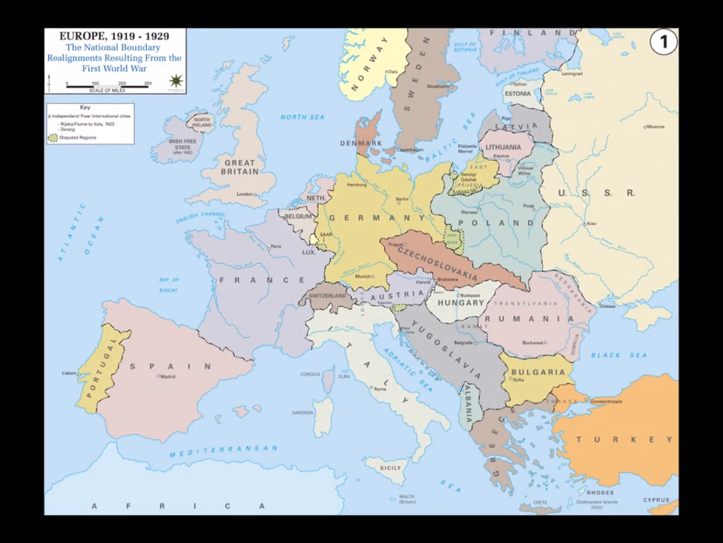Now let's look at this European map directly after the war from 1919 to 1929. You can see that there really is no more Austro-Hungarian Empire. It's just a tiny nation of Austria, and there are several new nations that have been born. Countries like Latvia and Lithuania and Poland, which seem to have been carved out of Russian territory. And then, of course, the new nation of Turkey.